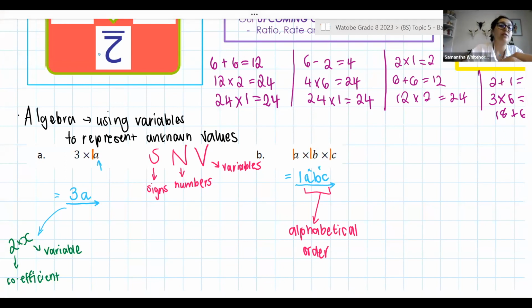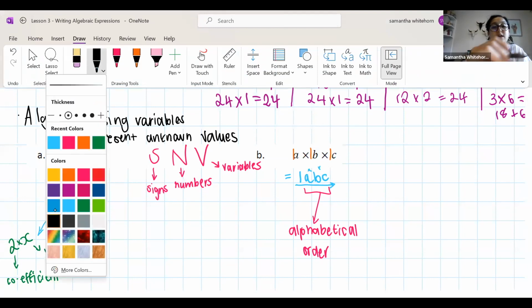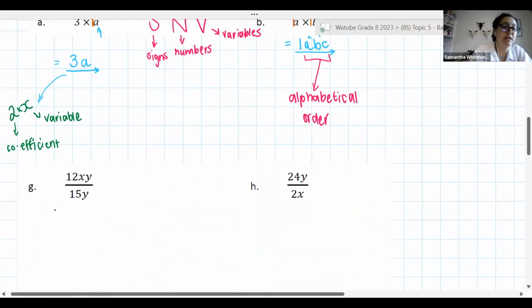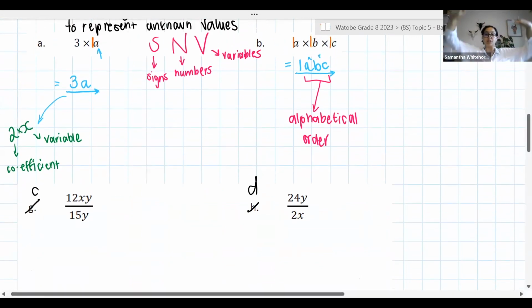Alrighty, so it seems like we're all on it. So I'm going to ask you to try the next two. My numbering's a bit weird here, so C and D. I want you guys to give that a go. I'll leave A and B up just in case you want them there to have a look, but put your answers for C and D on the chat.